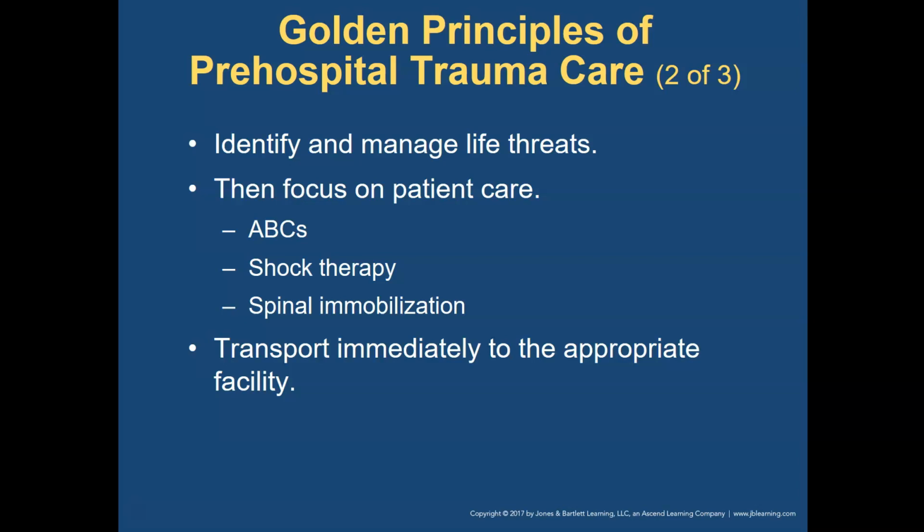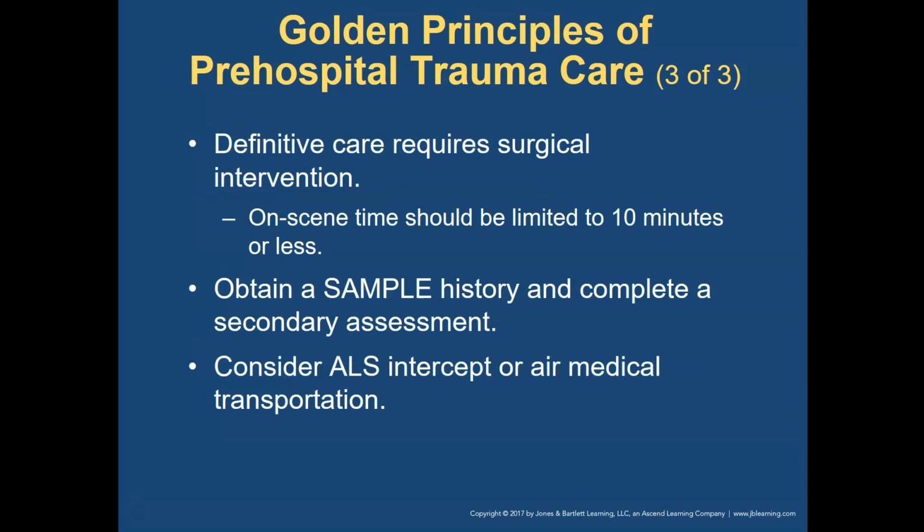Then we focus on patient care. So we want to make sure that the airway is good. We want to manage it as we might need to. We want to ensure the basic shock therapy is being completed, so keeping people warm and getting O2 on them. We want to consider bleeding, see if there's any gross bleeding and take care of that. We may or may not need to use a tourniquet in these situations. Protect the spine, proceed with spinal immobilization if indicated, and then we want to make sure that we're transferring people properly to the right place.